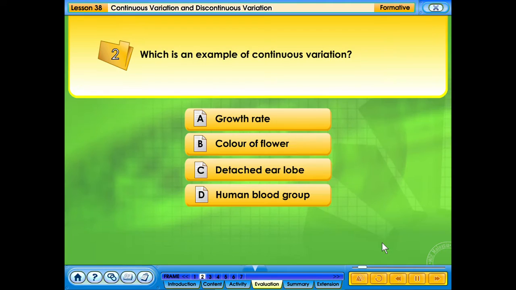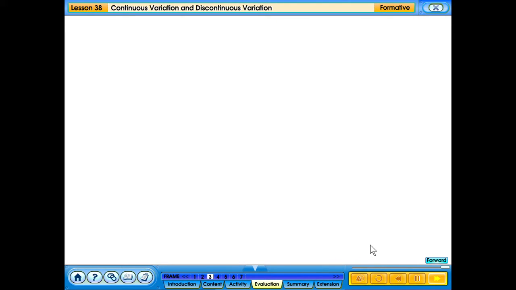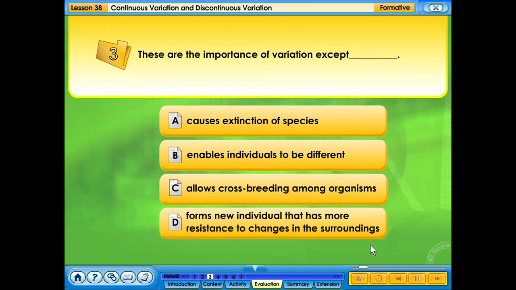Which is an example of continuous variation? A. Growth rate. B. Color of flower. C. Detached earlobe. D. Human blood group. Your answer is correct.